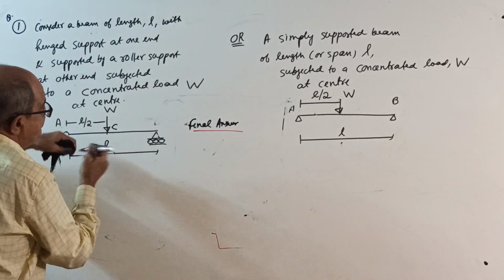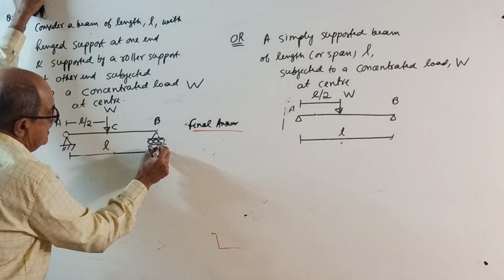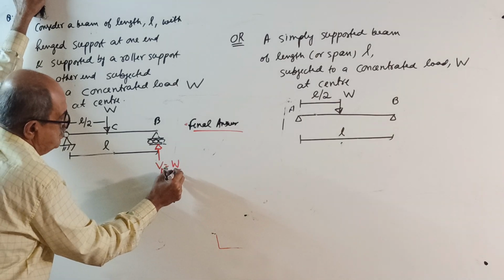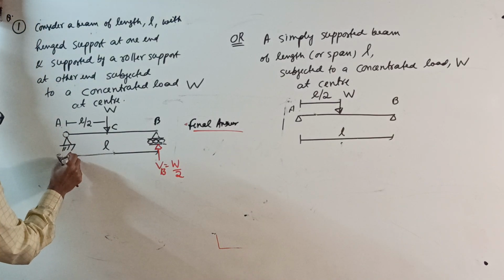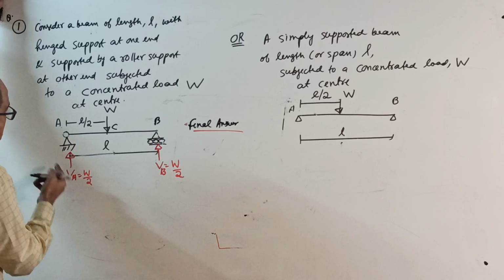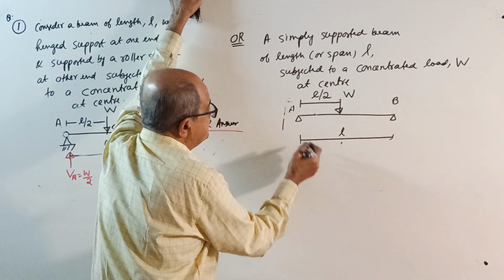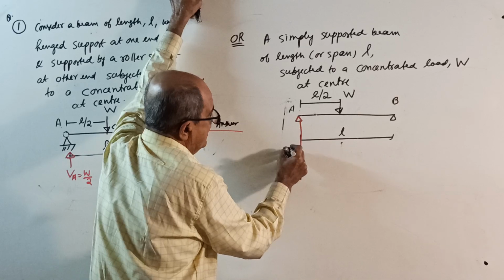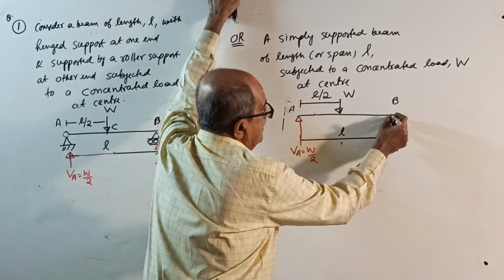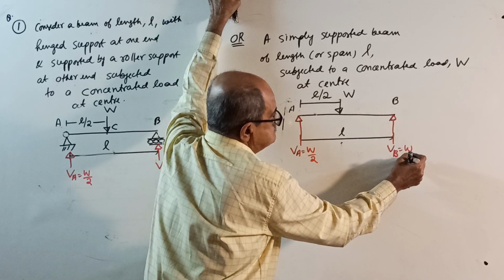For this beam, this is A, this is B. There is a vertical reaction here, VB equal to W by 2. There is a vertical reaction here, VA equal to W by 2 upwards, no horizontal reaction, over. Or here, write one more sketch. There is a vertical reaction VA here equal to W by 2, vertical reaction VB here equal to W by 2.